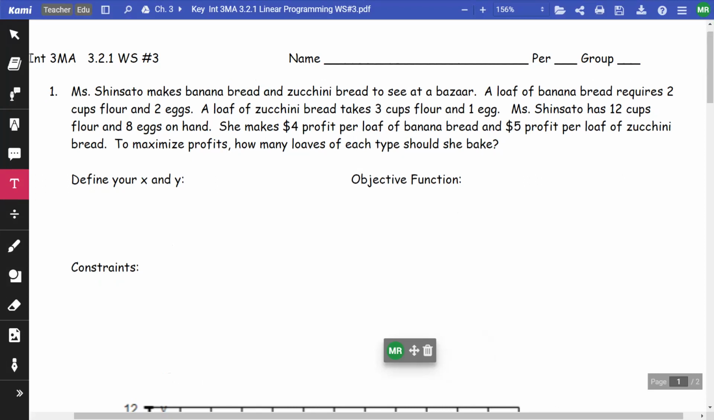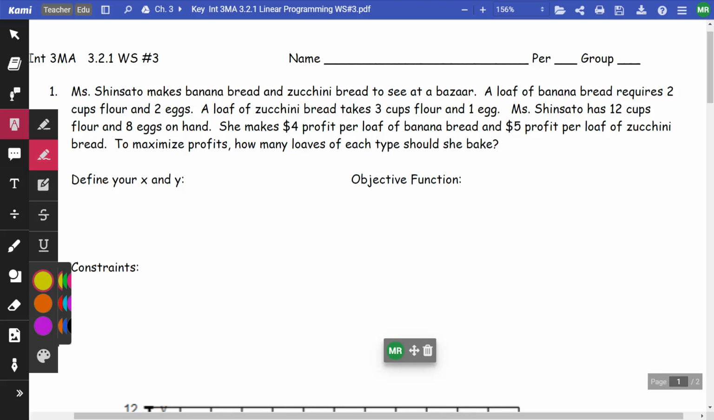A loaf of banana bread requires 2 cups flour and 2 eggs. A loaf of zucchini bread takes 3 cups flour and 1 egg. Miss Shadow has 12 cups flour and 8 eggs on hand. She makes $4 profit per loaf of banana bread and $5 profit per loaf of zucchini bread. To maximize profits, how many loaves of each type can she bake?